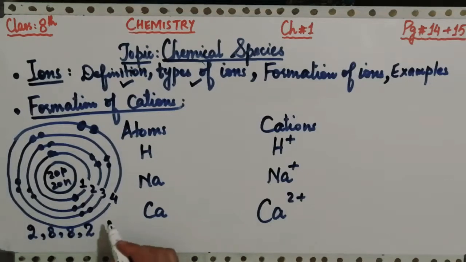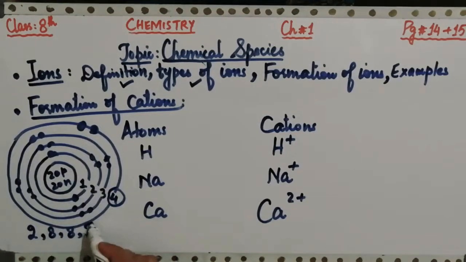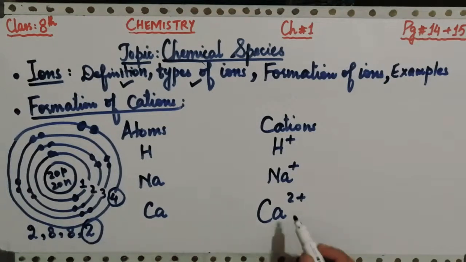So which is the outermost shell in the case of the atomic structure of calcium? The fourth shell, containing 2 electrons, will be considered as the outermost shell. Due to these 2 electrons, calcium loses 2 electrons and gets the 2 positive charge on it. So these are the simple examples of hydrogen, sodium and calcium.